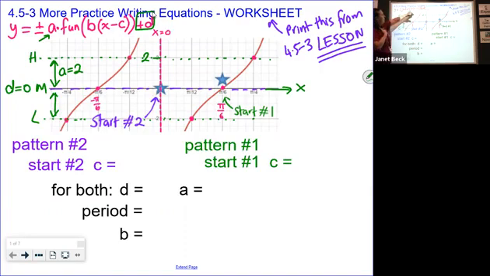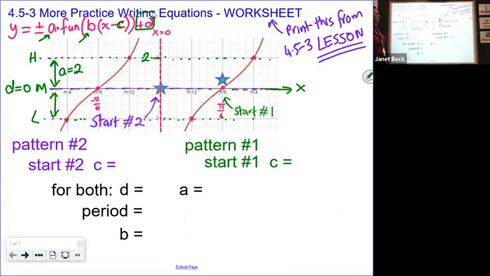Then B. Ooh, B's tricky. You can't just read it from the graph. You have to get information from the graph and then do a calculation. B is the hardest. That's your horizontal compression. It's what will change your period. It is not the period itself. It's what you have to do to change the period. And then C is your horizontal shift. So that's going to depend on where you've been told your wave has to start.